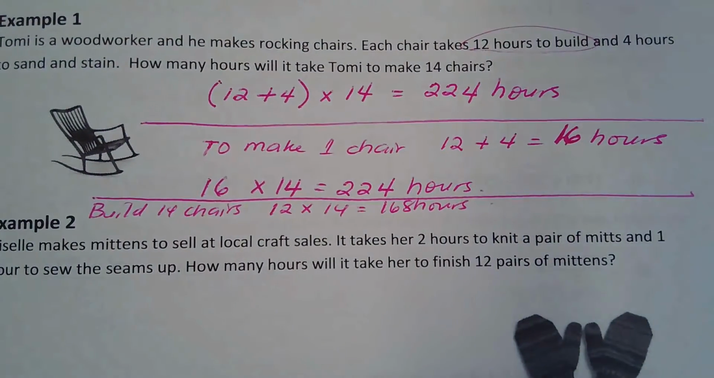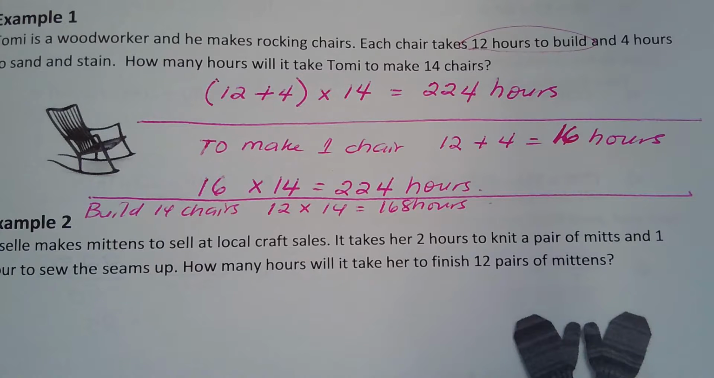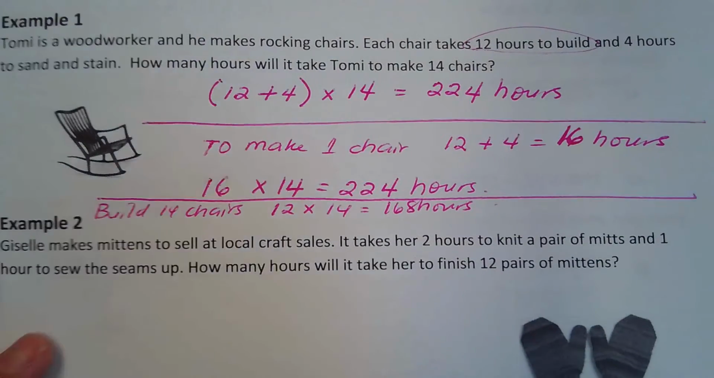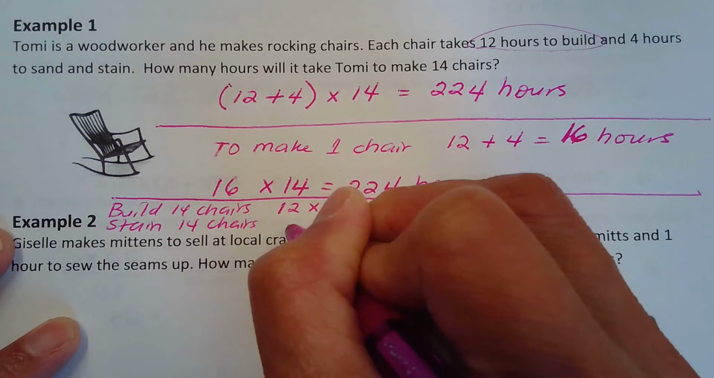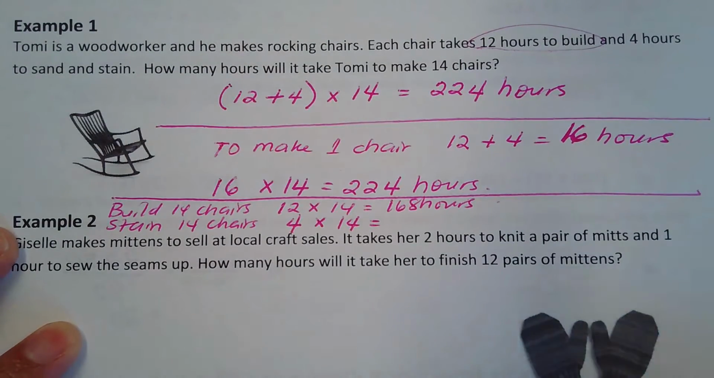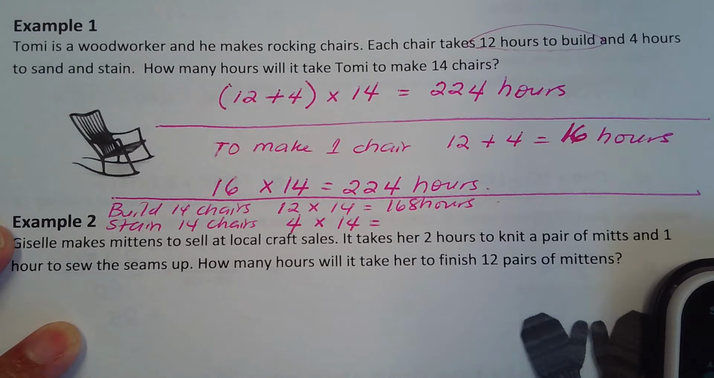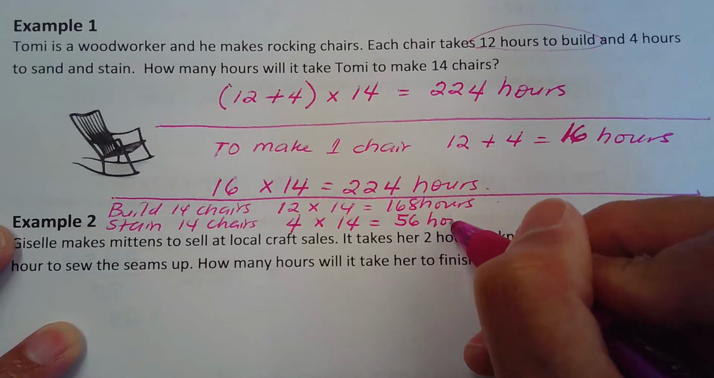Now I have all of my 14 chairs lined up and all built. Now I gotta stain them. So how many hours would it take for all the 14 chairs to get stained? It takes 4 hours to stain each chair. There's 14 chairs. So it's 4 times 14, which is 56 hours.